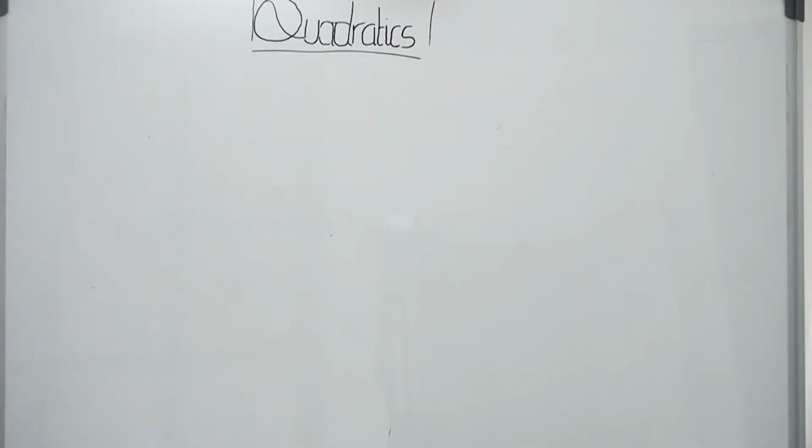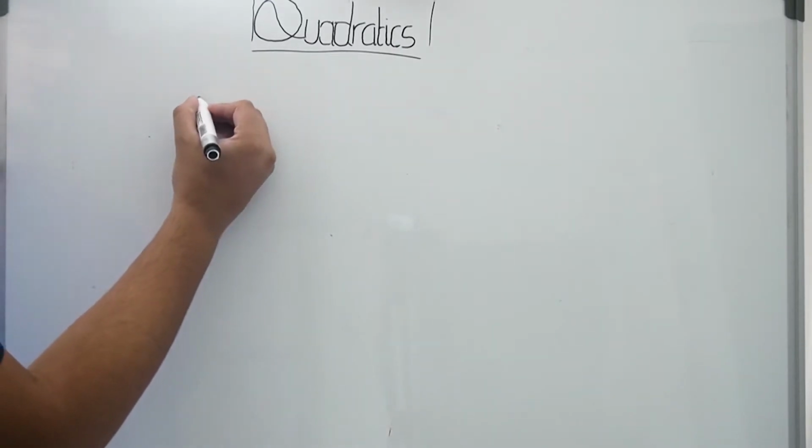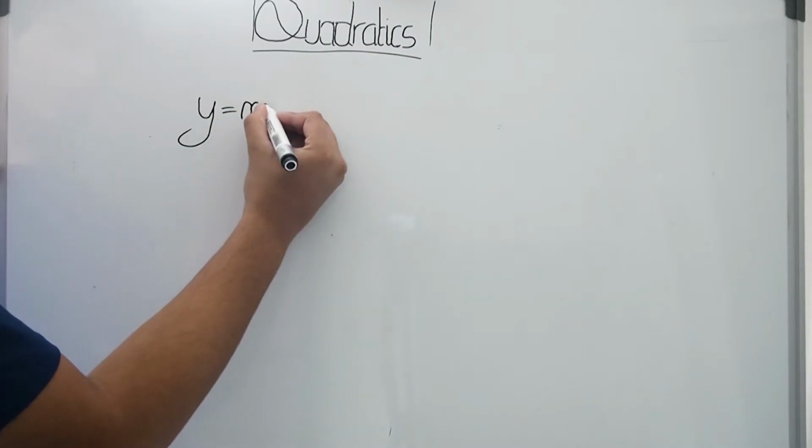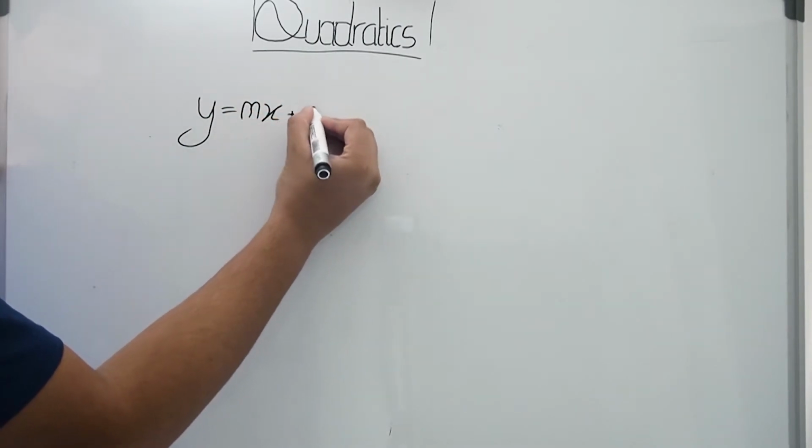Let's begin the quadratics chapter of AdMaths. First, let's start with the normal linear equations. The basic form of a linear equation is y equals mx plus c. You've probably done this before. If not, I'll explain it right now.